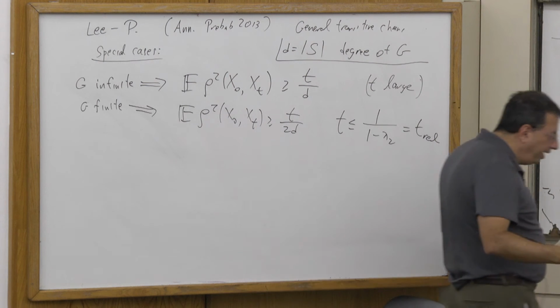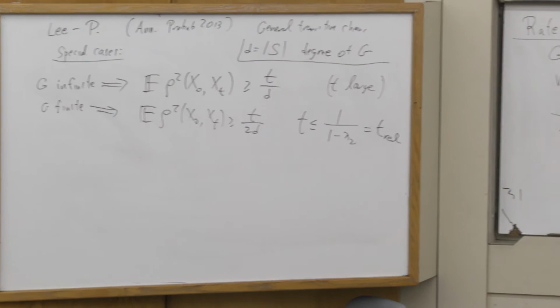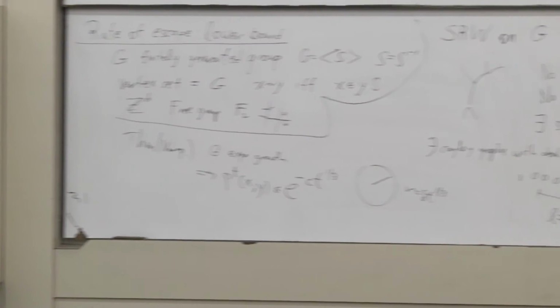So for G finite, the random walk is just a finite Markov chain. It has a top eigenvalue of 1, and a second eigenvalue of lambda 2. This is connected because S is a generating set, so lambda 2 is strictly less than 1. The gap, 1 minus lambda 2, is called the spectral gap. It's also the first eigenvalue of the normalized Laplacian on the group.